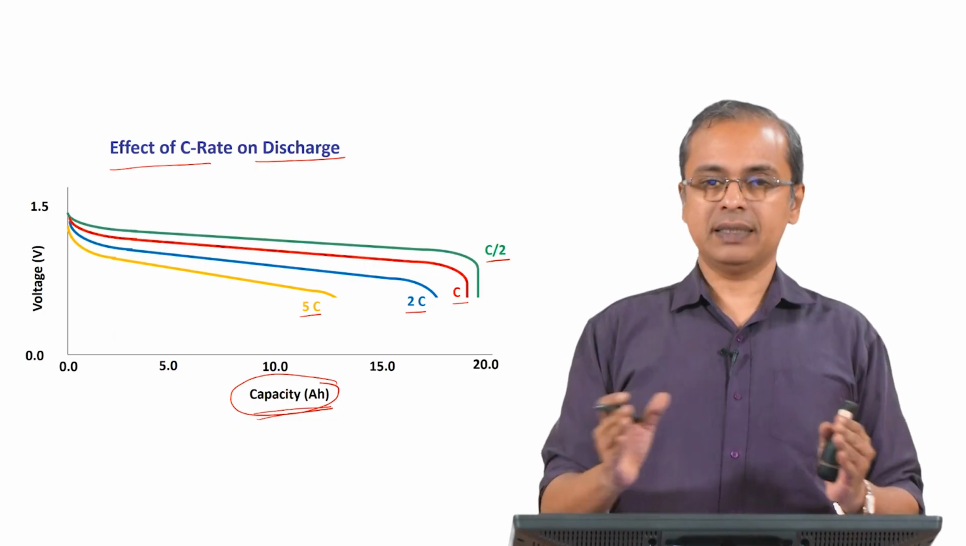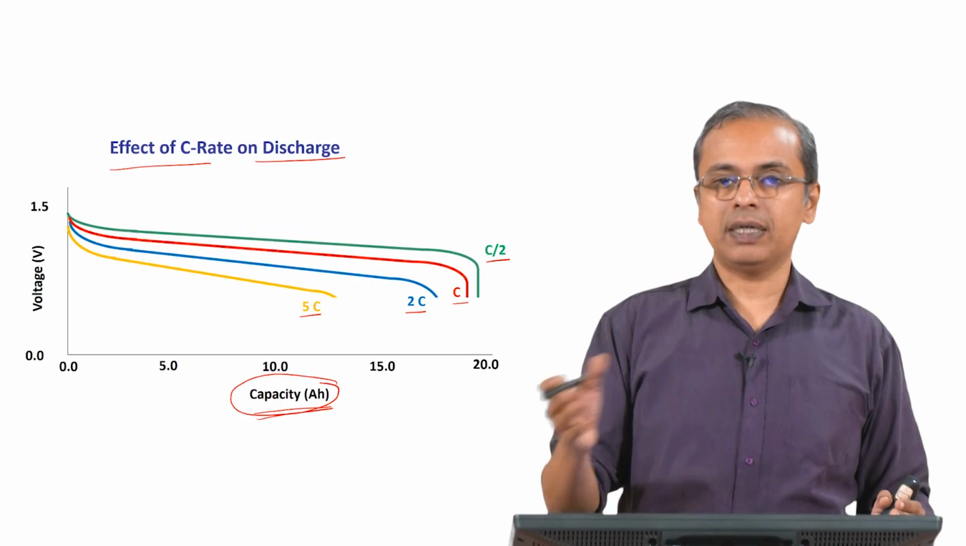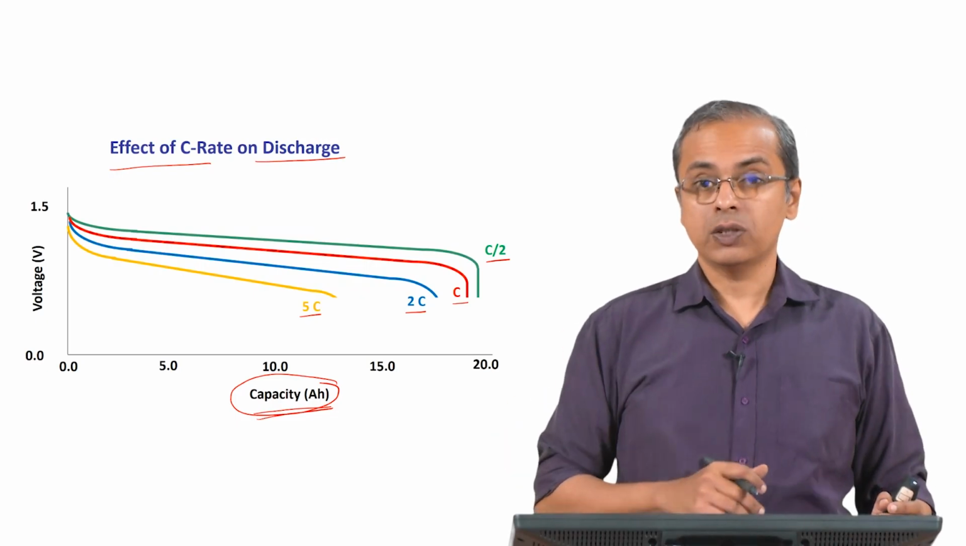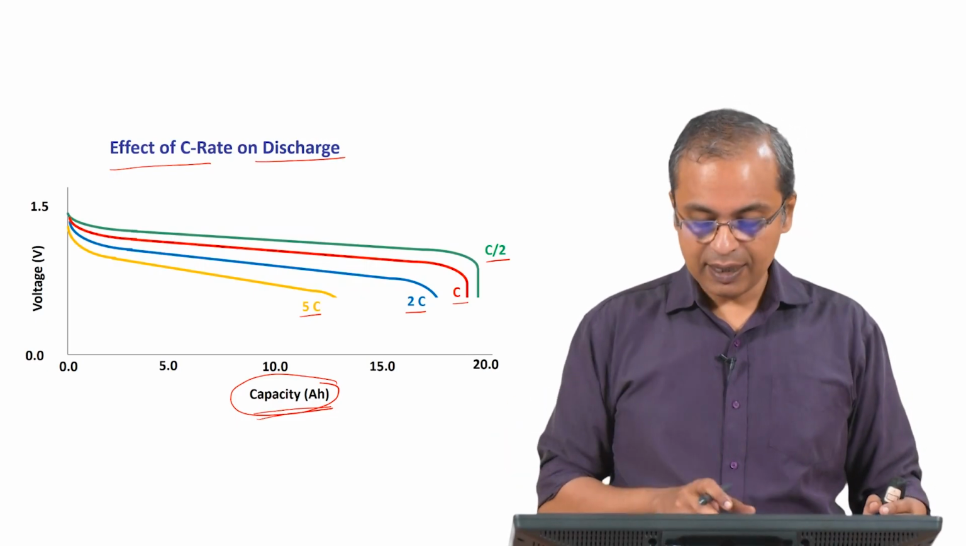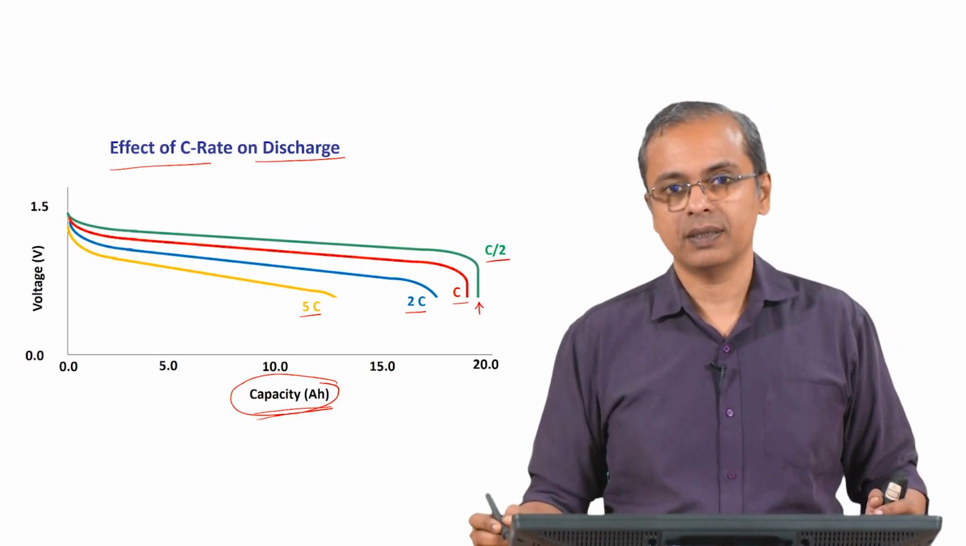It is only the capacity that is the same across the batteries, across the various tests. Even though you are drawing different currents, the capacity is exactly the same. So, an ideal battery would be one where even at 5C rate you will get the full capacity that you are getting from C by 2 rate.